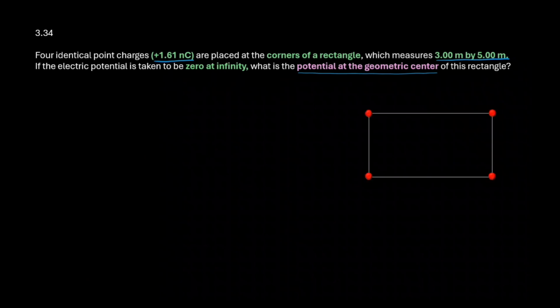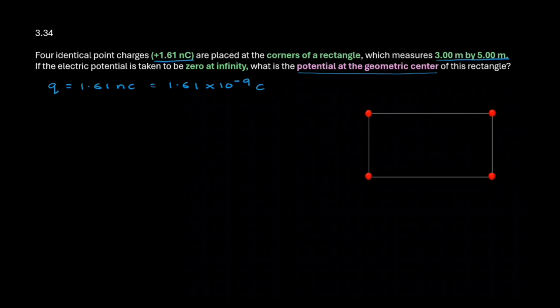So here you have a rectangle that has identical charges placed on each of its corner. The magnitude of the charge Q is 1.61 nanocoulomb, which you can write as 1.61 times 10 to the power negative 9 coulomb. And we need to find the potential at its geometric center.